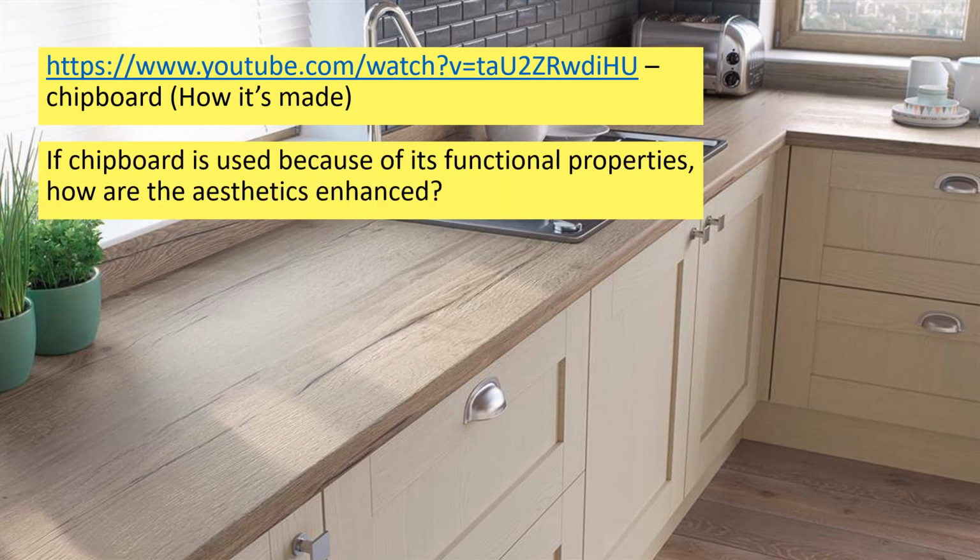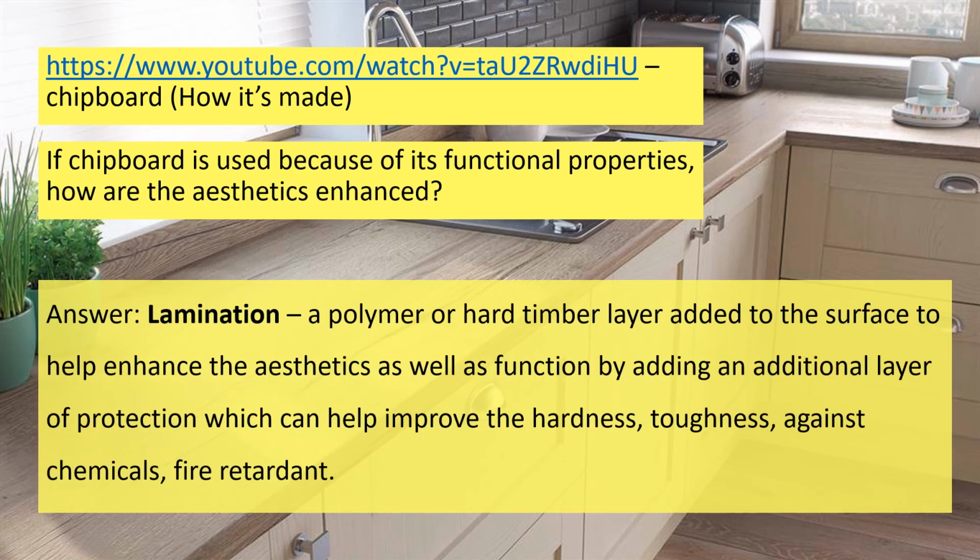So if chipboard is used because of its functional properties, how are the aesthetics enhanced? How is the appearance actually enhanced? I'll tell you. The answer is, of course, lamination. So lamination, a polymer or hard timber layer added to the surface to help enhance the aesthetics as well as function by adding an additional layer of protection, which can help to improve the hardness, toughness, can also help improve against chemicals and, again, fire retardant. So lamination.